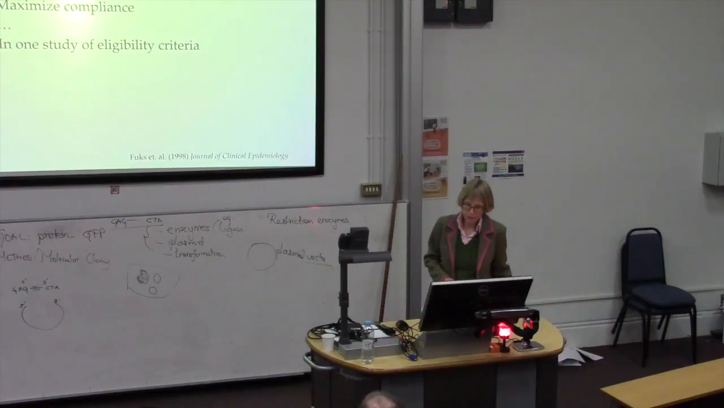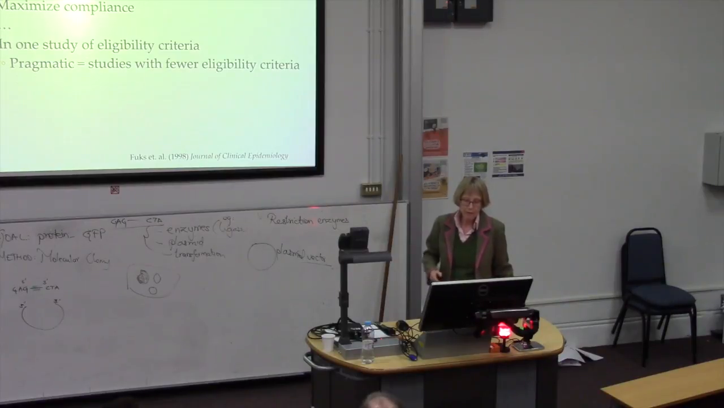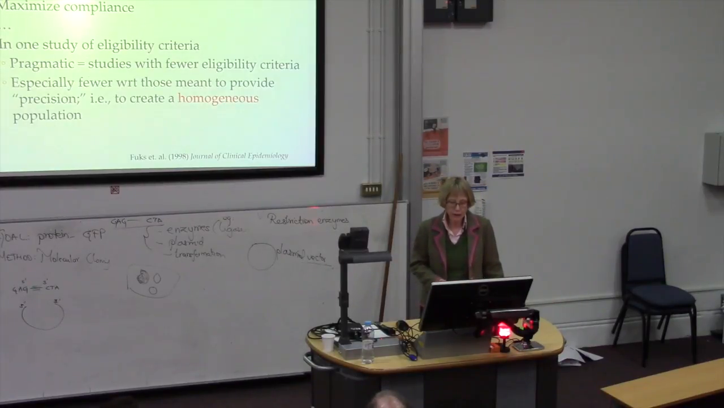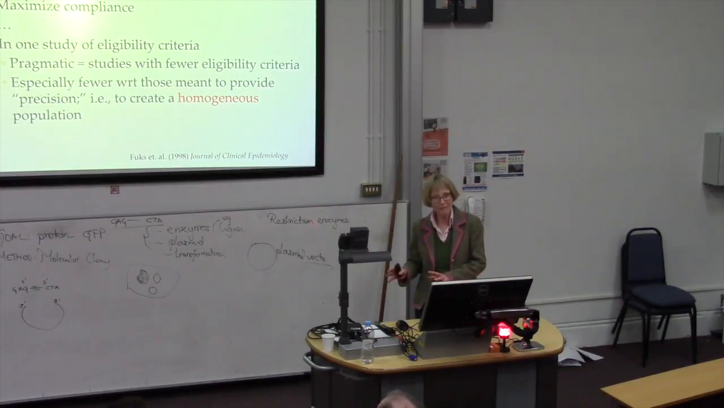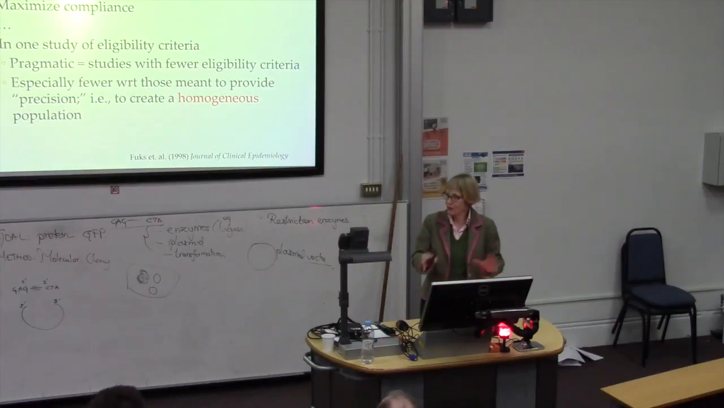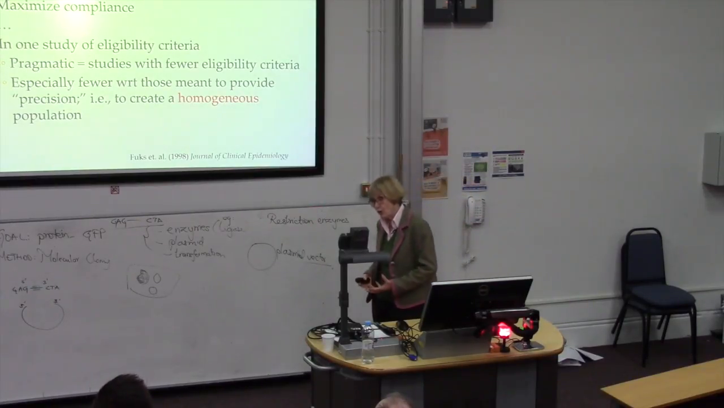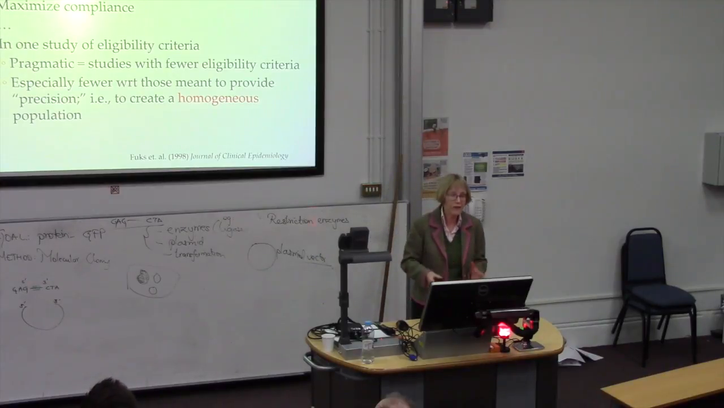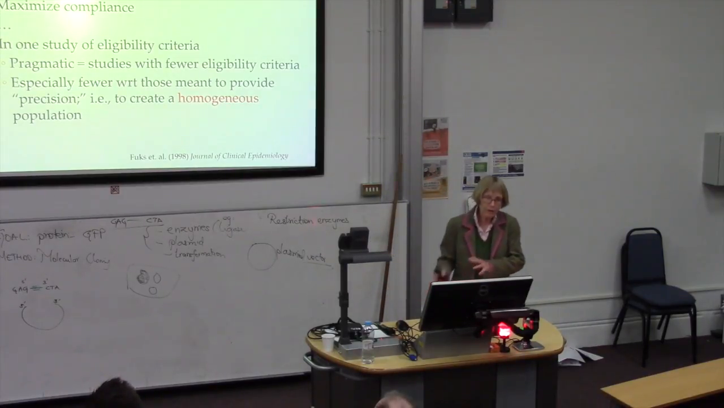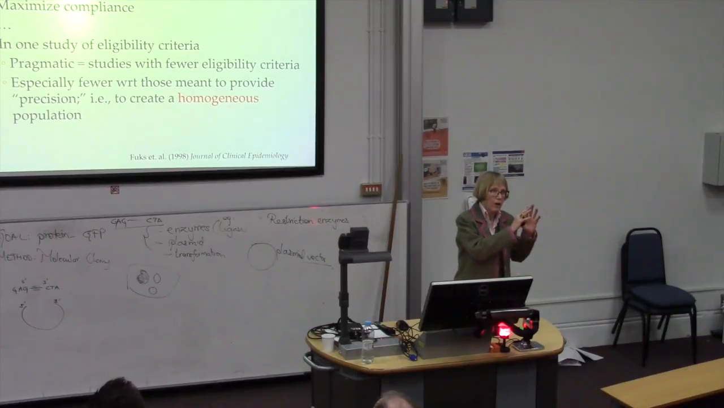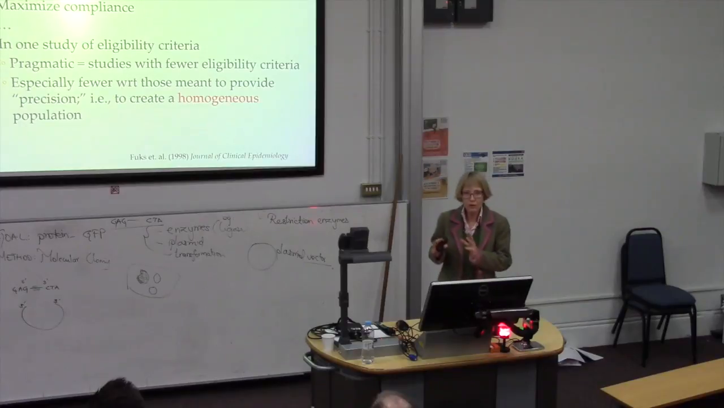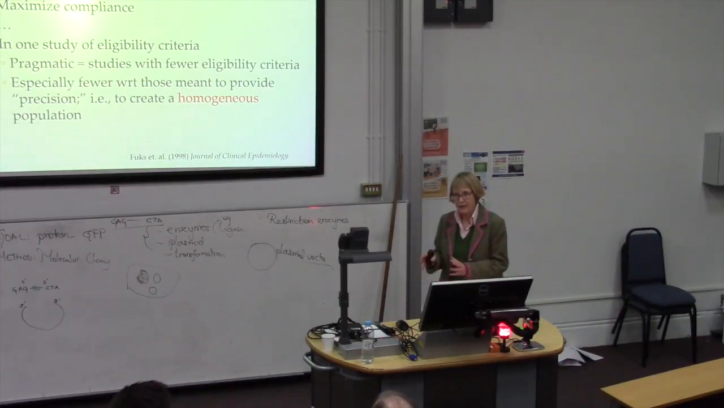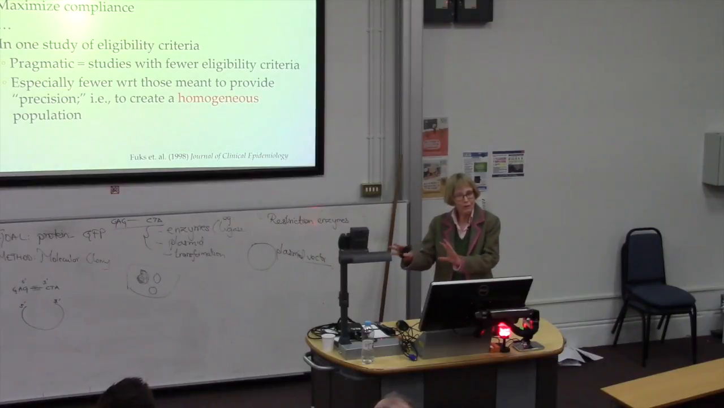This is from the Journal of Clinical Epidemiology. One study of eligibility criteria said this: pragmatic trials are studies with fewer eligibility criteria, especially fewer with respect to those meant to provide precision, that is, to create a homogeneous population. Okay, so this is why I said at the beginning I was going to talk about the homogeneous ideal, in the sense of homogeneous populations. So one thing is to have fewer eligibility conditions. Another is to try and get a homogeneous population. And I want to look at the two different motivations.